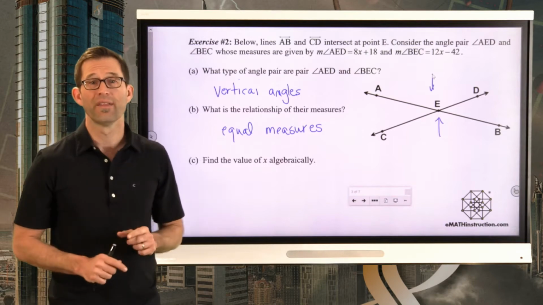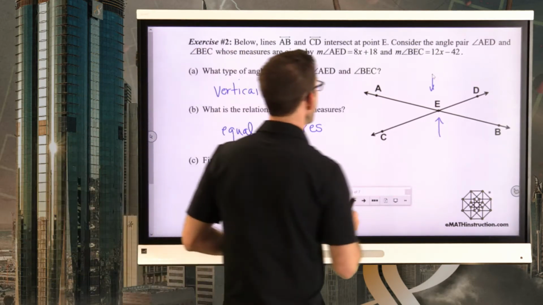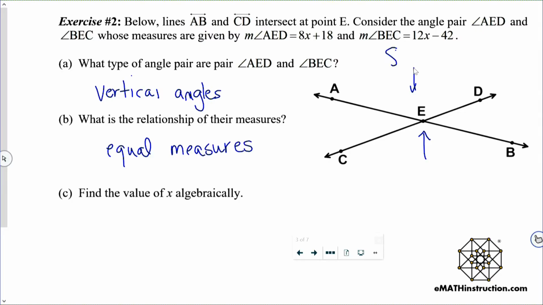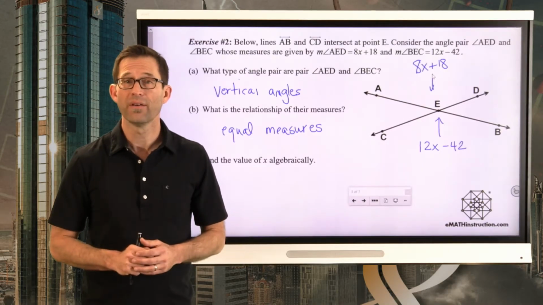Now we want to find the value of x. And this is actually pretty easy, right? Because we know that AED is 8x plus 18, and we know BEC is 12x minus 42, right? We want to solve for x. Why don't you go ahead, pause the video, and do so.